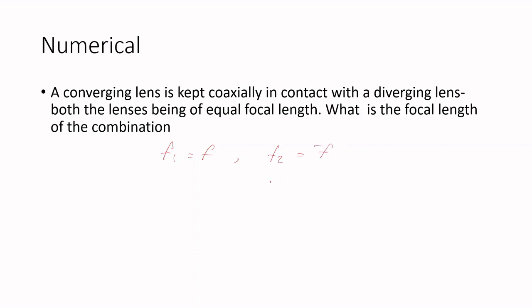So according to the lens contact formula, 1 by f is 1 by f1 plus 1 by f2. So here it will be 1 by f plus 1 by minus f. So this will give us 0 as the result. 1 by f is equal to 0. That means the power is equal to 0. What about the focal length? Focal length will be 1 by 0, that is infinite.